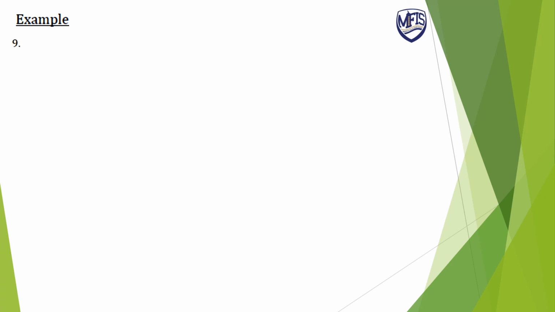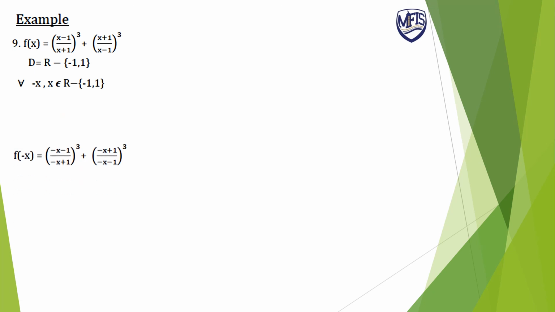Another example, number 9. If f of x equals x minus 1 over x plus 1 all power 3 plus x plus 1 over x minus 1 all power 3. The domain equals R minus negative 1 and 1. We can test it by putting negative x: for every x and negative x belong to R minus negative 1, 1, f of negative x equals, we replace every x with negative x. So negative x minus 1 over negative x plus 1 all power 3 plus negative x plus 1 over negative x minus 1 all power 3.